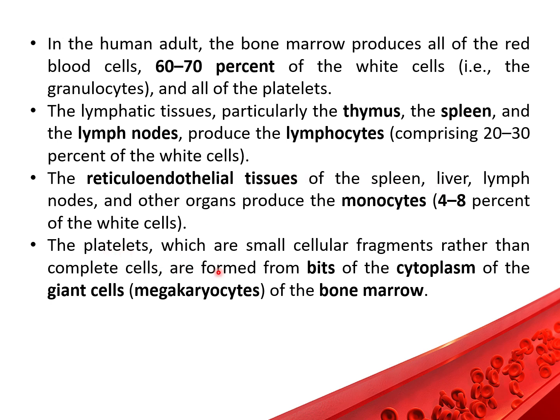The platelets, which are very small and are also considered fragments of cells, are formed from the cytoplasm of the giant cells called megakaryocytes of the bone marrow. Now this is important because sometimes it is asked from which cell the platelets are formed. So the answer will be the megakaryocytes.